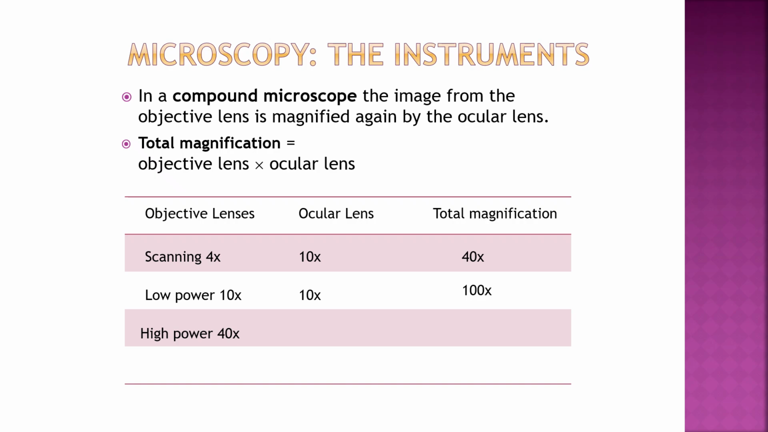When we look at the high power, its magnification is 40x. We're going to multiply it by 10 to get a total magnification of 400x. And then finally, our oil immersion lens, which has a magnification of 100x. We multiply it by 10 to get a total magnification of 1000x. So you should be writing it like you see on here: the number with a small x, no space between them, anything like that.